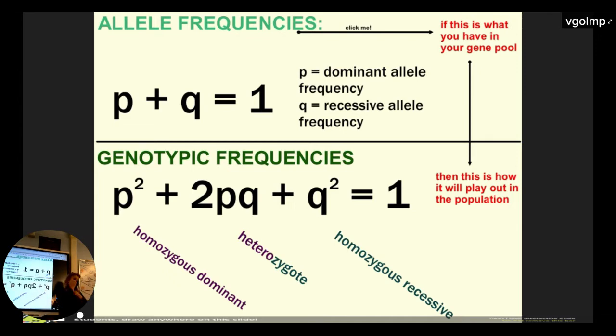And that number you take the square root of. Once you have Q, then you can solve for P, and you can solve for P squared and 2PQ. Okay, look at your bio buddy and see if they're feeling confident about that.